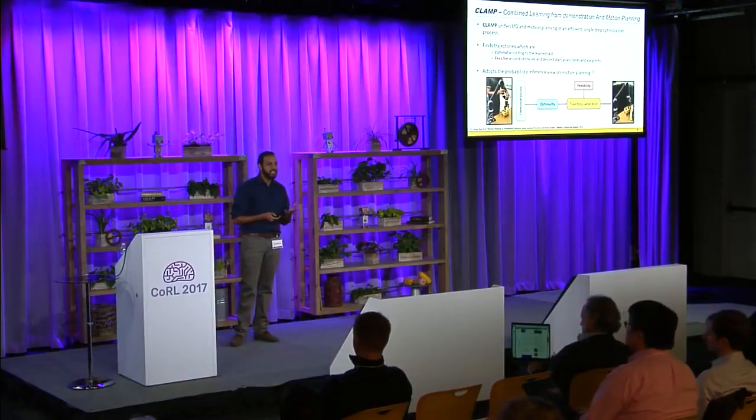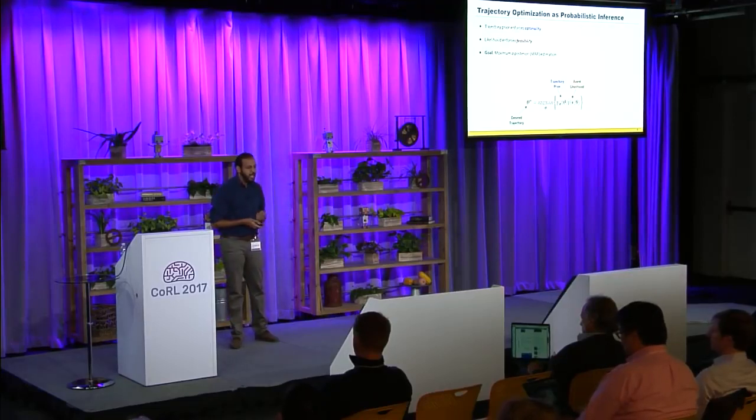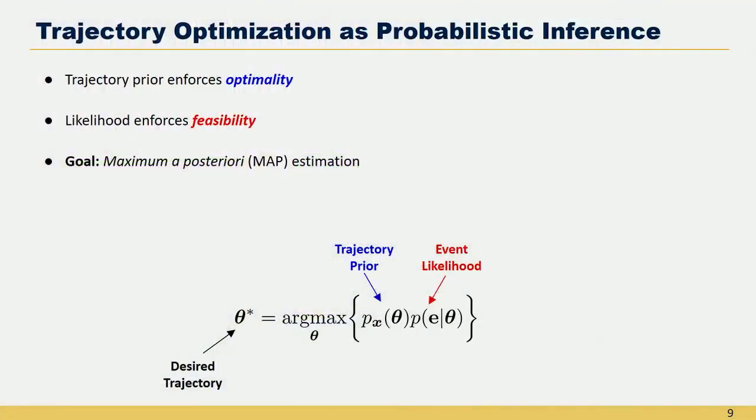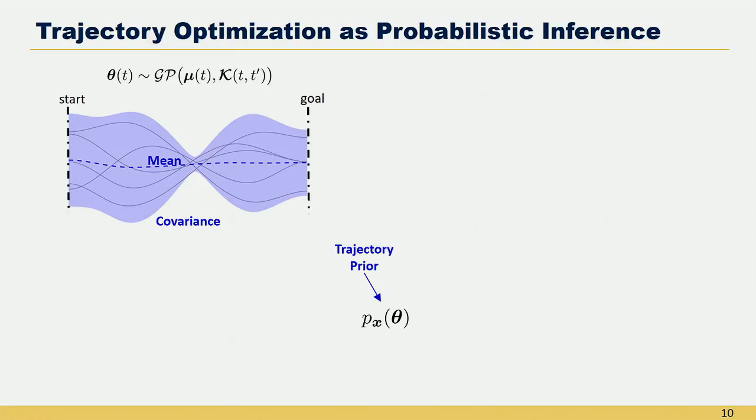We further adopt the probabilistic inference view on motion planning and make use of it in the LFD framework. Let me give you a high-level overview of what the probabilistic inference view on motion planning is. In this inference view, we seek to find a posterior distribution over trajectories by making use of a trajectory prior, which enforces optimality, and an event likelihood function, which enforces feasibility in the reproduction scenario. The trajectory prior in continuous time is essentially a Gaussian process, which by the definition of a Gaussian process can be represented by a bunch of support states.